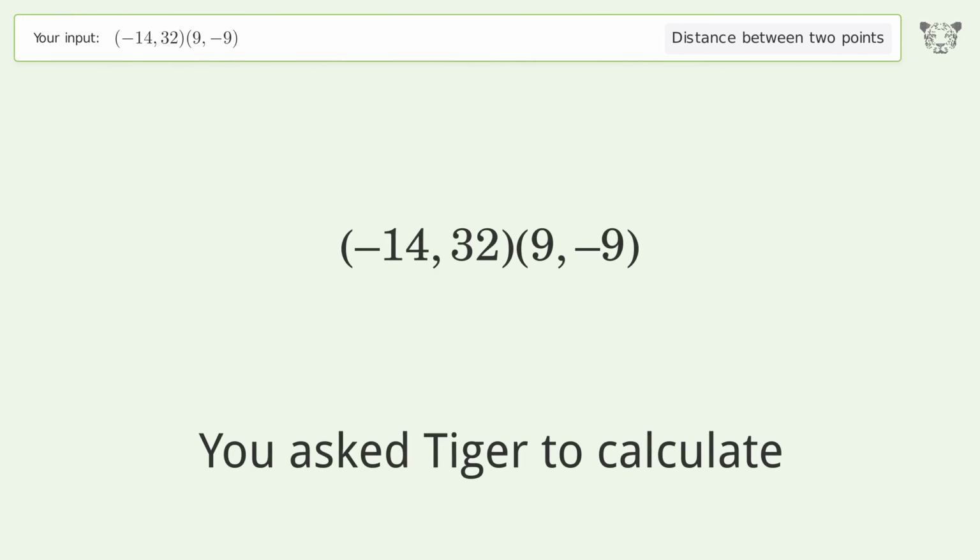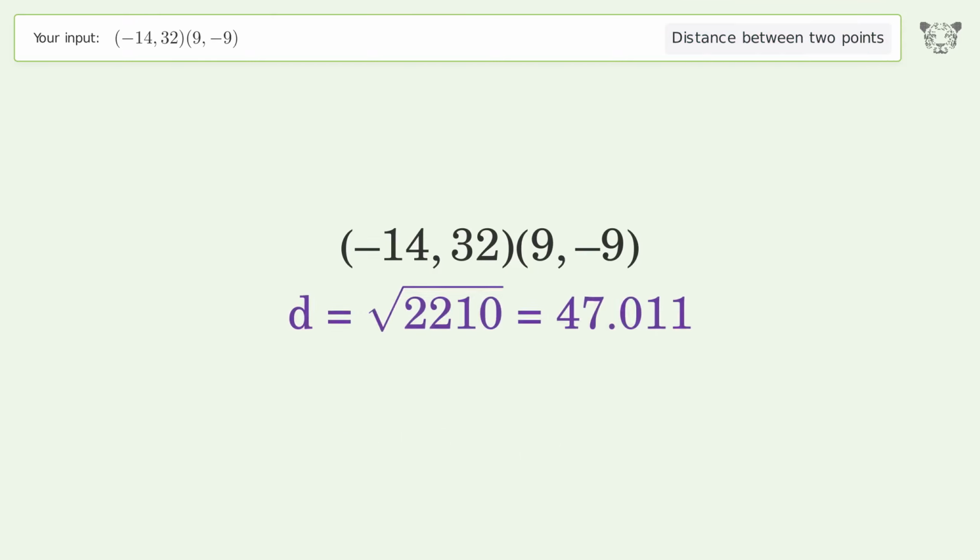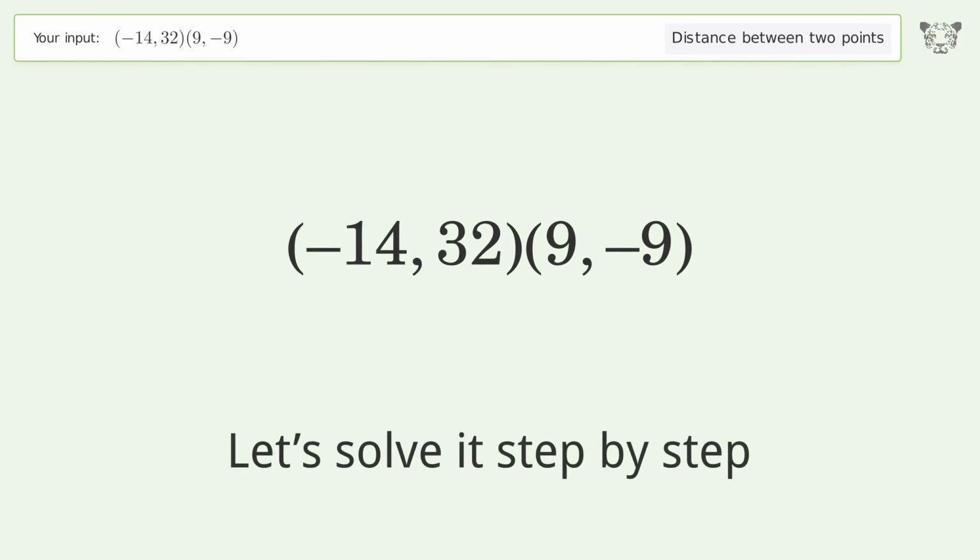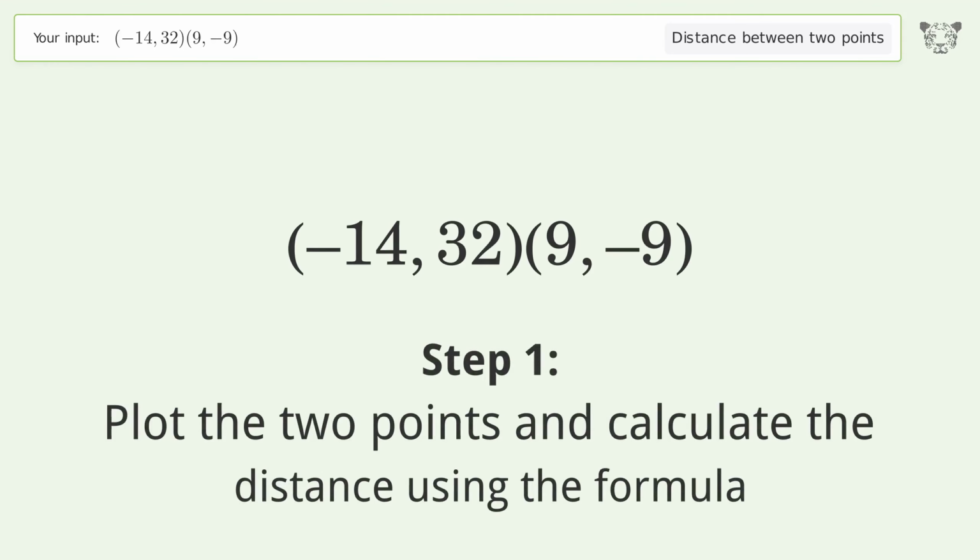You ask Tiger to calculate. This deals with the distance between 2 points. The distance between the 2 points is the square root of 2210, or 47.011. Let's solve it step by step. Plot the 2 points and calculate the distance using the formula.